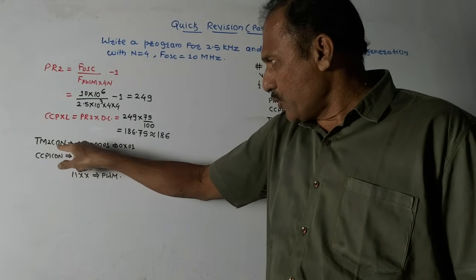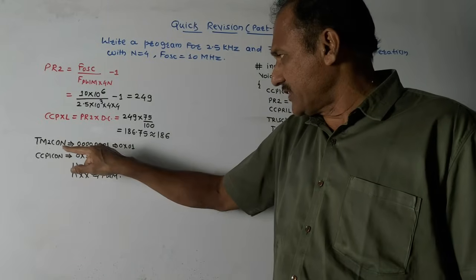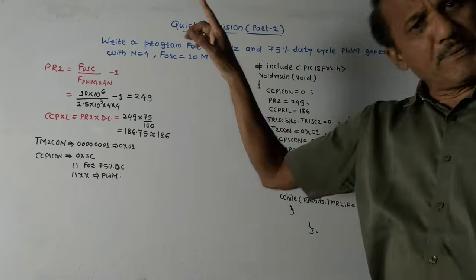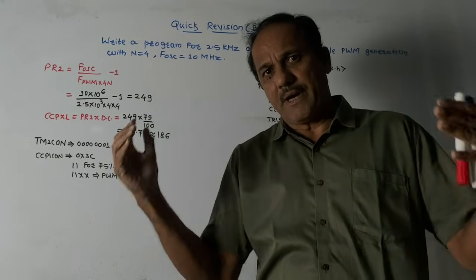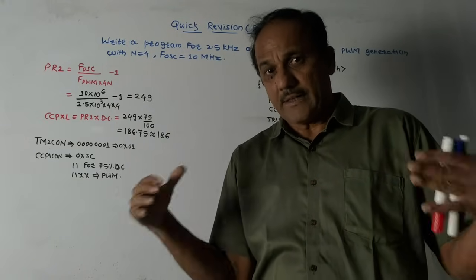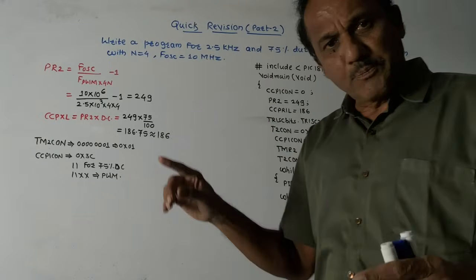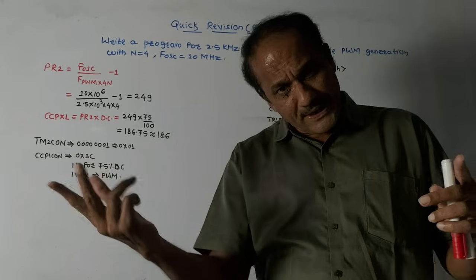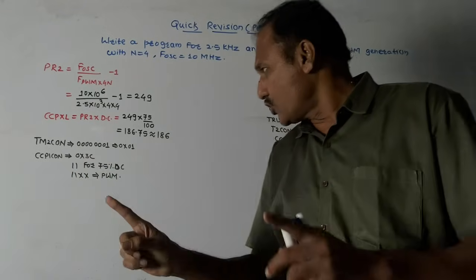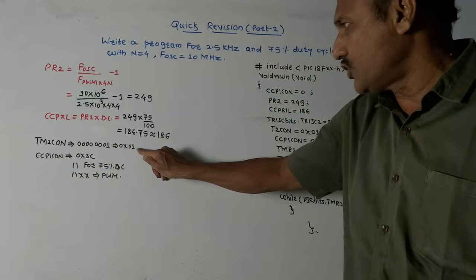Then the timer 2 control register. Look at the given prescaling value, it is 4. We have just now discussed this concept about timer 2 register contents. Since prescaling factor is 4, the last 2 bits of the timer 2 register must be 01. So this value is 0x01.